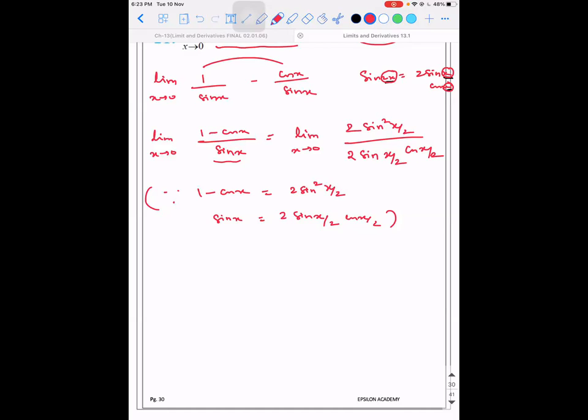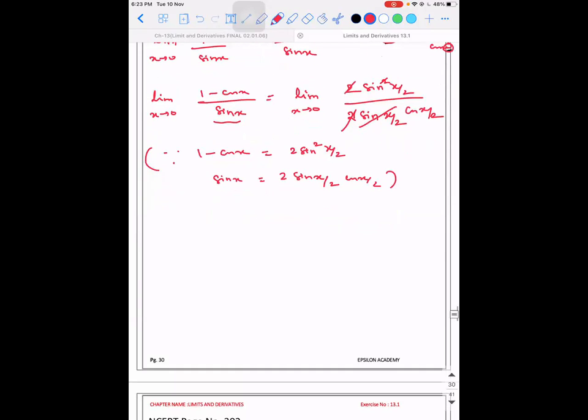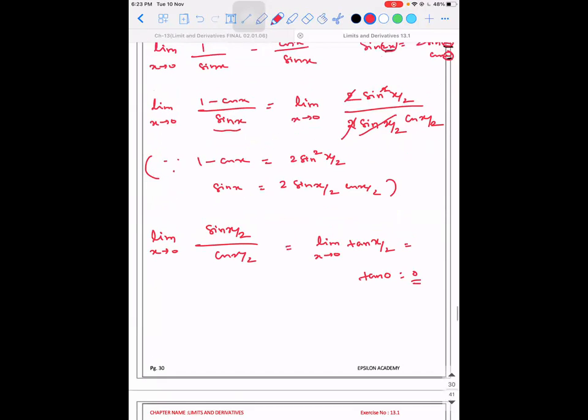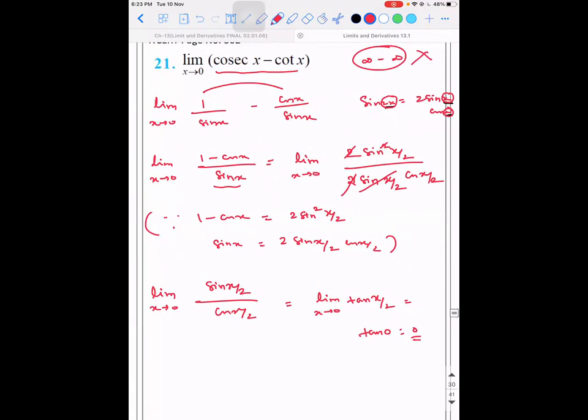Now, what will get cancelled? 2 and 2 are gone. One sin x by 2 gets cancelled. Now, what are you left with? Limit x tends to 0, sin x by 2 divided by cos x by 2. What is the answer? Limit x tends to 0, tan x by 2. So when you substitute the limit, you will get tan 0, which is 0. So limit x tends to 0, cosecant x minus cot x is 0.